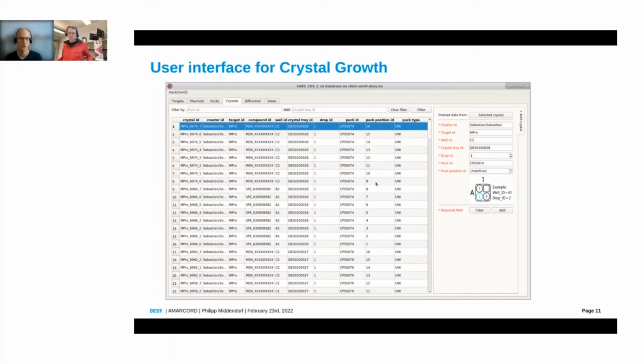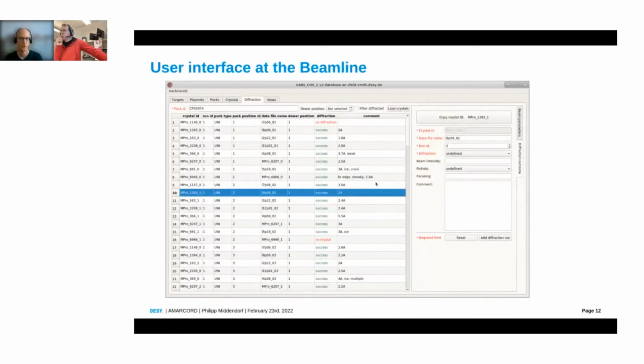Then the people at the beamline, once this stuff has been transported there, have a similar user interface in the sense that they also have this crystal ID. That's the key that from the beginning to the end will be the identifier. But they have different columns. For example, was this a successful diffraction image, so was the image not blurry or whatever? And maybe even a comment as to how good this image was and what the resolution was in angstrom. And on the right, again, a form to add a new diffraction if you just hit it with a beam.